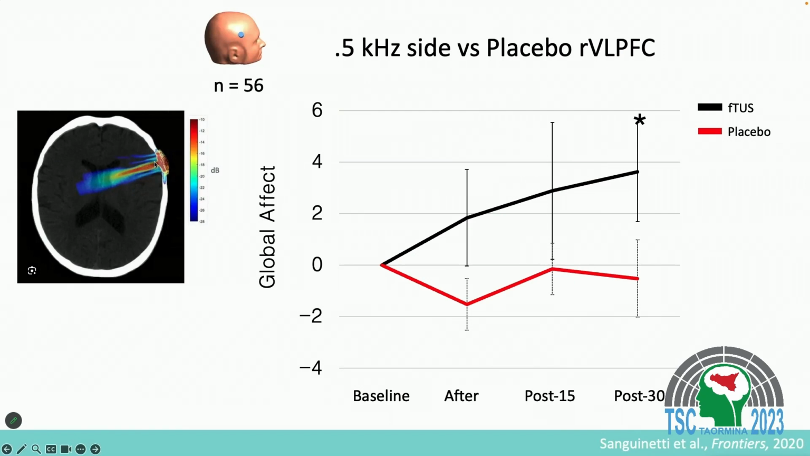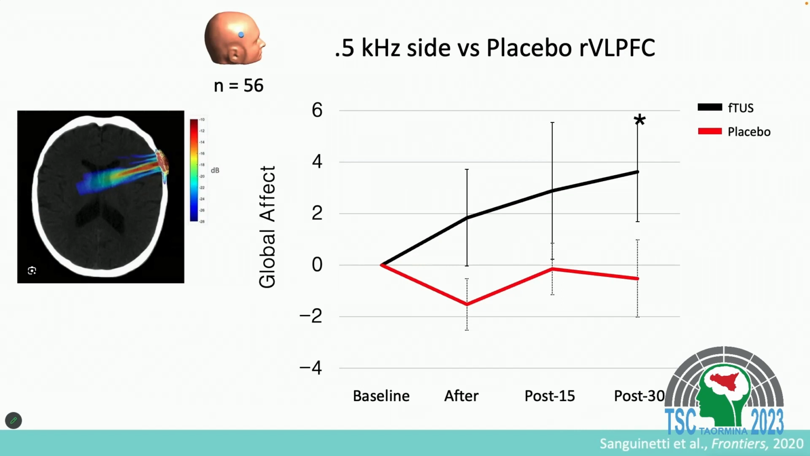And the basic finding is that we found subjects reported positive changes in mood. So the black line is basically less sadness, more happiness. Global affect was changing relative to placebo. And interestingly, we found this effect lasted a little bit longer than we expected in the beginning. It's lasting up to 30 minutes and comes back to baseline after about 2 hours. And so there is a window, it seems, of plasticity change in the system as well, where we've modulated how the system is regulating emotion.